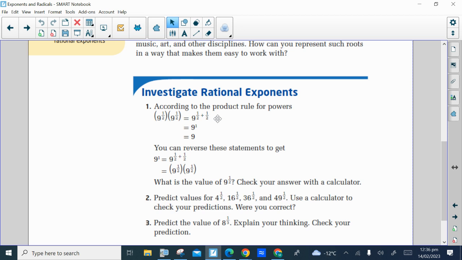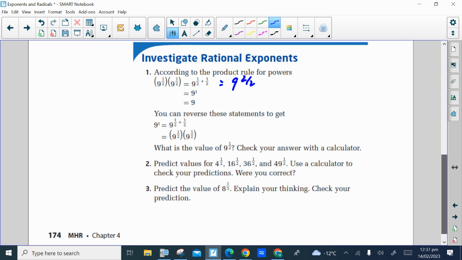When you add 1/2 and 1/2 together, you add the top numbers and keep the same denominator. This will be 9 to the 2/2. You add the two ones together on top and keep the same denominator. That's how you add fractions once you have a common denominator. And 2 over 2 is 1. That's why it's 9 to the 1, or 9. Okay? So again, we're not doing anything different than what we did before.